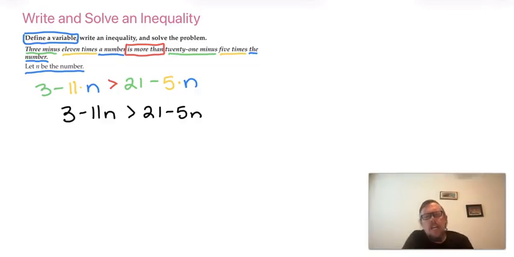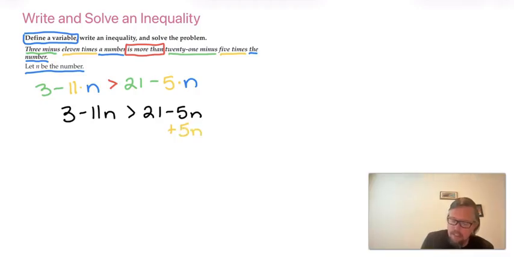Okay, so our goal here is to get the n's on one side and the numbers on the other. We can do this in any order we like. I typically like to start with getting the n's, or the variable, on the same side. So that's what I'm going to do here. We don't have to do it like that. It's just my preferred method.